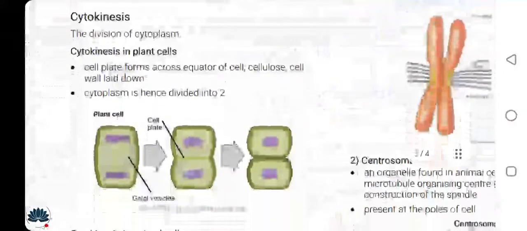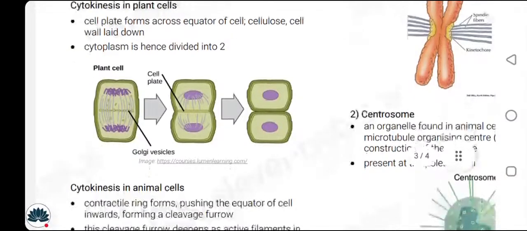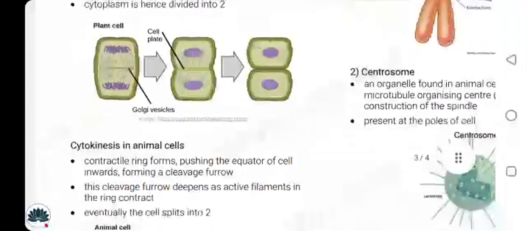So this is what basically we have learned in the previous live session also. Cytokinesis means the division of cytoplasm. Cytokinesis in plant cells: a cell plate forms across the equator of the cell, and cellulose cell wall is laid down. Cytoplasm is thus divided into two. This is how the Golgi vesicles are visible to you, and the cell plates are visible to you, and this is how the cell plates are made through which the cytoplasm divides.